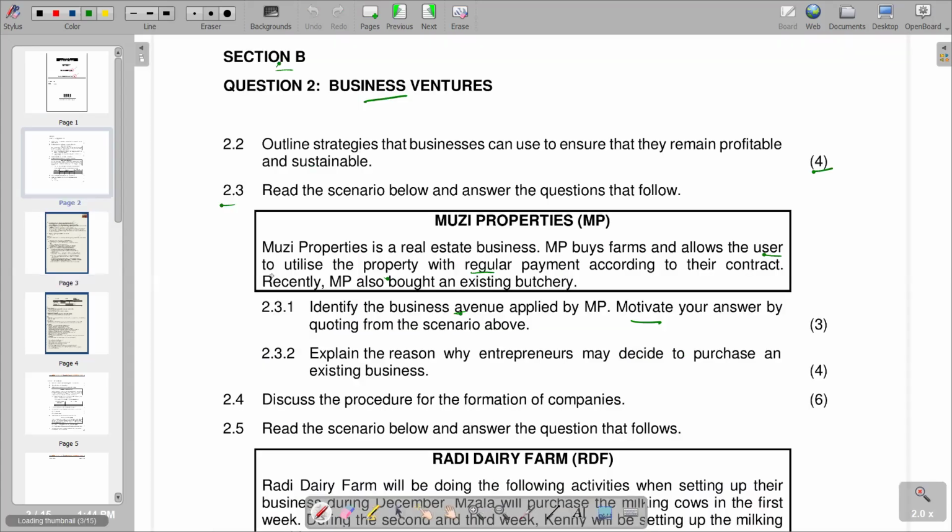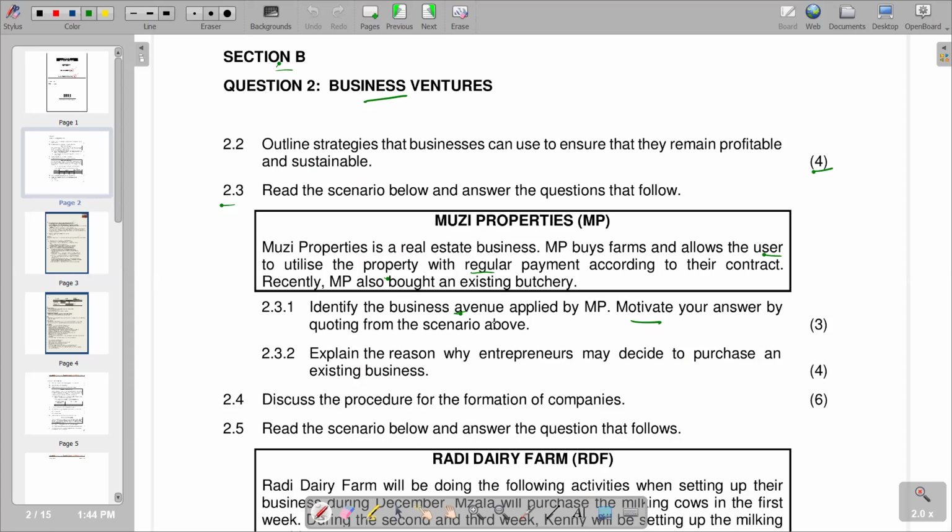So we go to the next part. We just say: explain the reason why entrepreneurs may decide to purchase an existing business. So what are the advantages of purchasing an existing business? But remember, an existing business is a business that is already there in that industry.